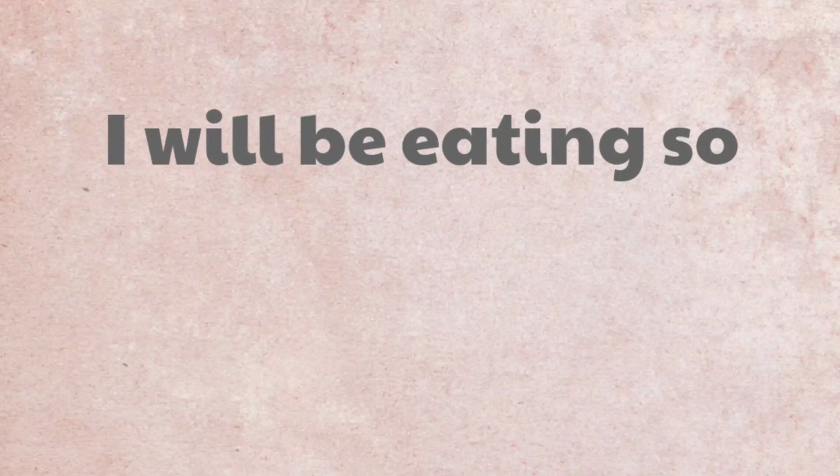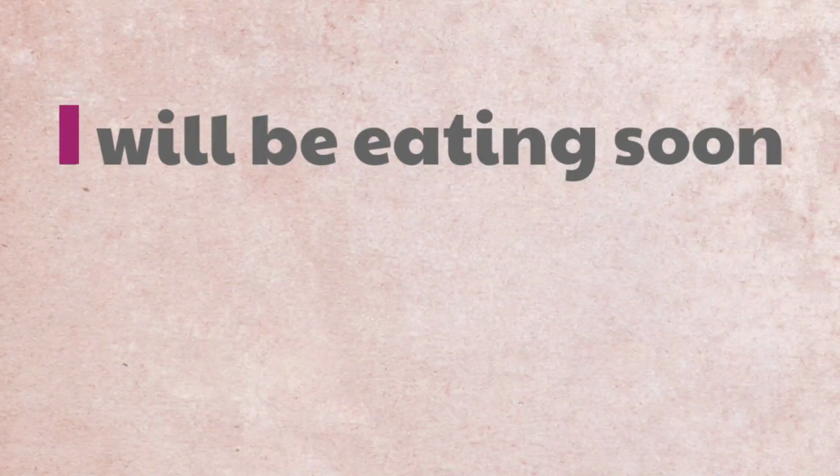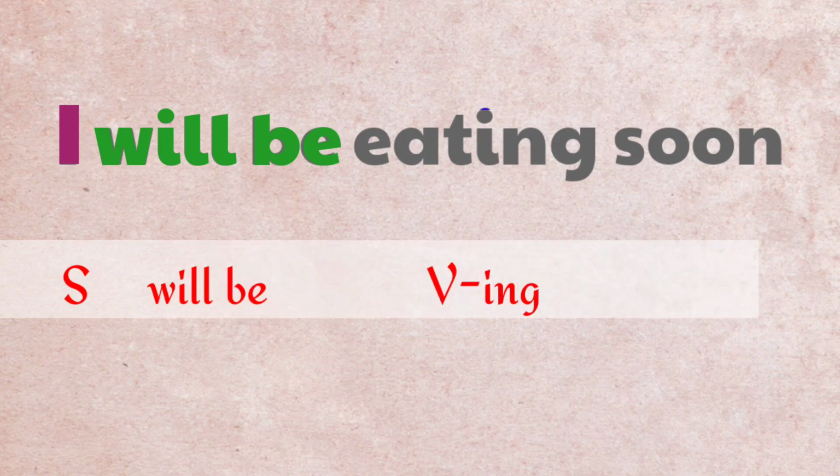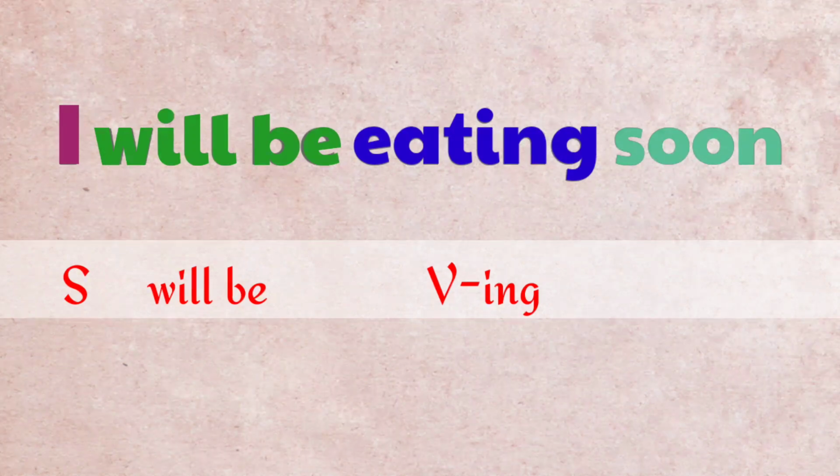I will be eating soon. We have I as the subject and then will be. After that, we include verb ing, eating. The word soon at the end of the sentence indicates when this action will be happening. I will be eating soon.